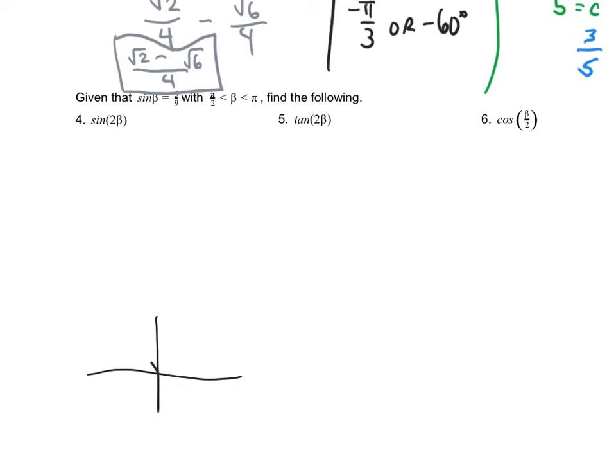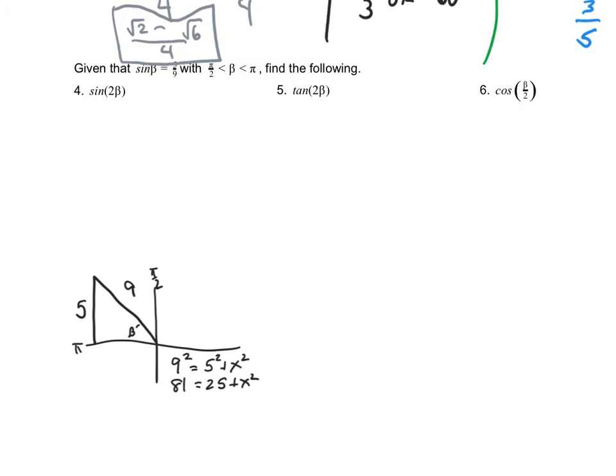Well, I know the angle is in quadrant 2, because here's pi, so between pi over 2 and pi. Here's my reference angle beta for my reference triangle. I know sine is 5/9, so opposite is 5 and hypotenuse is 9. Then I'll just find the other side: 9 squared equals 5 squared plus this x squared side. So that's 81 equals 25 plus x squared. I will subtract 25 and get 56.